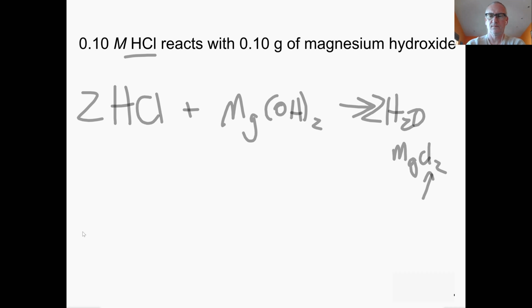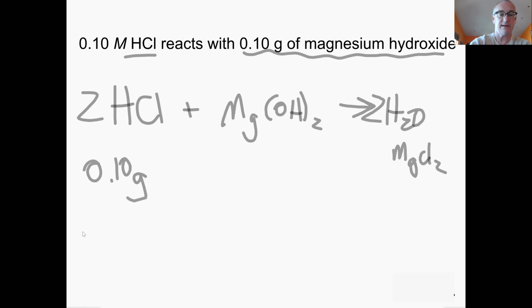Convert grams to moles. Right. Basically the question is how much acid will be neutralized by that amount of magnesium hydroxide? And we know reactions occur mole to mole, not gram to gram. And so that's how big the tablet was. I need to convert that to moles.